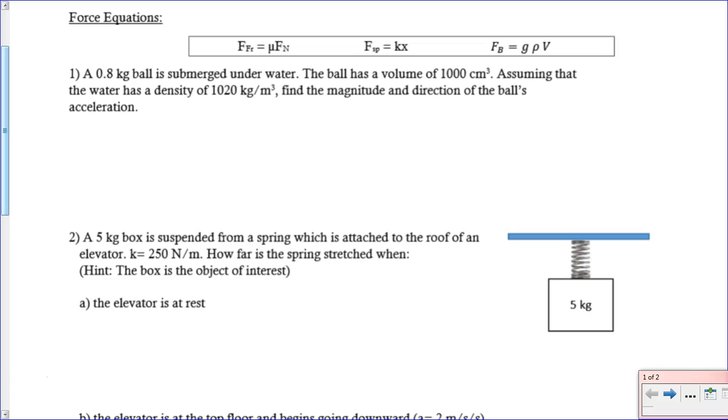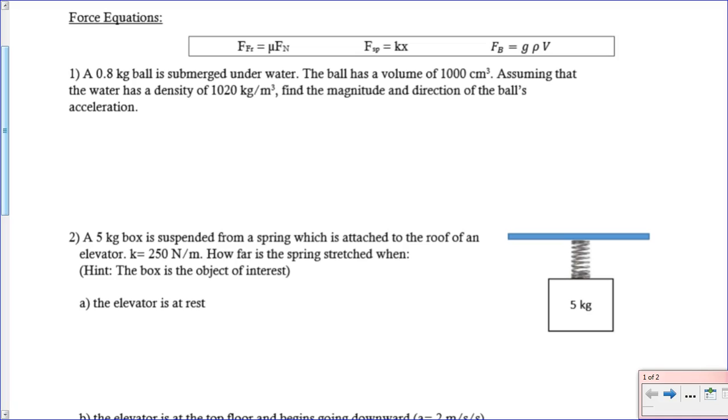Something important to note here is, based on the way this problem is written, we don't necessarily know whether the ball would be accelerating downward or upward. If we had, for instance, a ball that was made out of lead, that lead ball would sink. If you have a low density ball, the ball will float. So we have to plug in some numbers before we really know whether the acceleration would be up or down, but we can figure it out eventually.